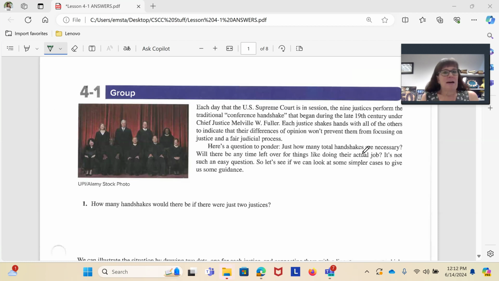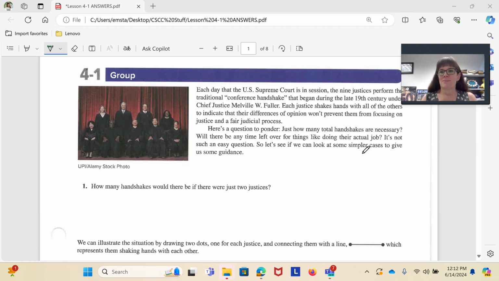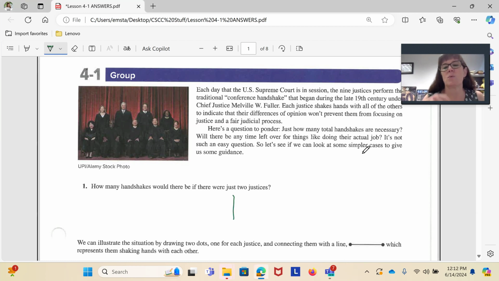So towards the bottom of this page, they give an example of the U.S. Supreme Court. There's 9 justices, and when they enter, they do a conference handshake, so they all shake each other's hand. So what we'd like to look at is try to figure out how many handshakes are necessary, how many total handshakes. What if there were just 2 justices? So you're here and I'm here, we shake hands, we're done. We've done the handshake. So if there's 2 justices, we only need 1 handshake. We can illustrate the situation by drawing 2 dots, and they give the example there that shows them shaking hands with each other.